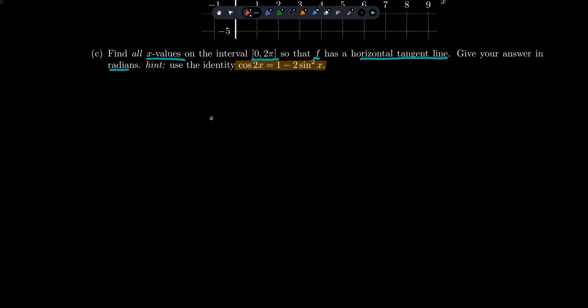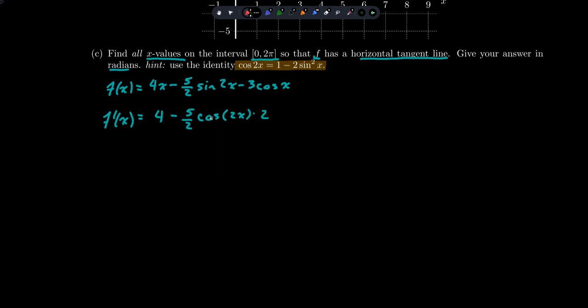So recopying down our function, f of x is equal to 4x minus 5 halves sine of 2x minus 3 cosine x. As we know, the derivative is a tool that tells us the slope of the tangent line. So if we want to figure out where this graph f has horizontal tangent lines, we'll take our derivative. We get f prime of x is equal to 4 minus 5 halves. The derivative of the sine of 2x would be the cosine of 2x, but then there's a chain rule, so I'll multiply by a factor of 2 there from the chain rule. And then we'll have minus 3 times the derivative of the cosine of x, which is minus sine of x.